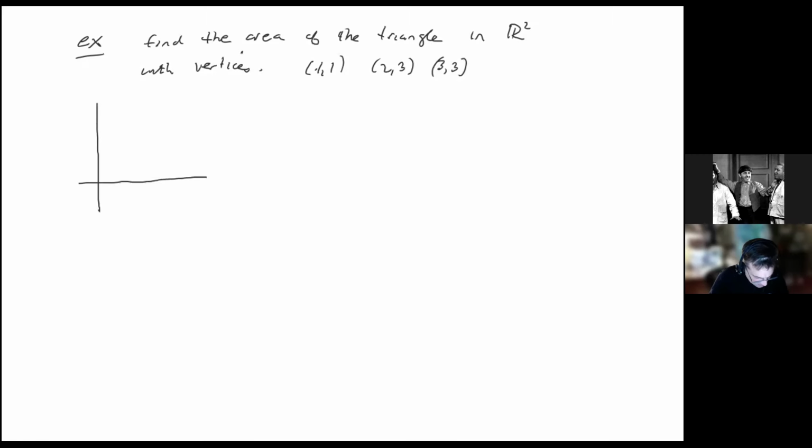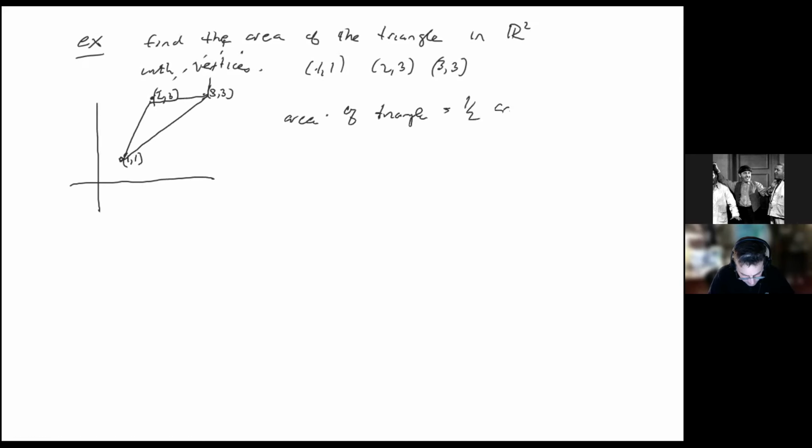Okay, so what does that say? So (1, 1) is here, (2, 3) is somewhere up here, and (3, 3) is somewhere over here. So we get this triangle, and we want to know the area. Well, we can double up the triangle to get a parallelogram. So the area of the triangle is 1/2 the area of the parallelogram, where we use these vectors v and w. So this is v and this is w.